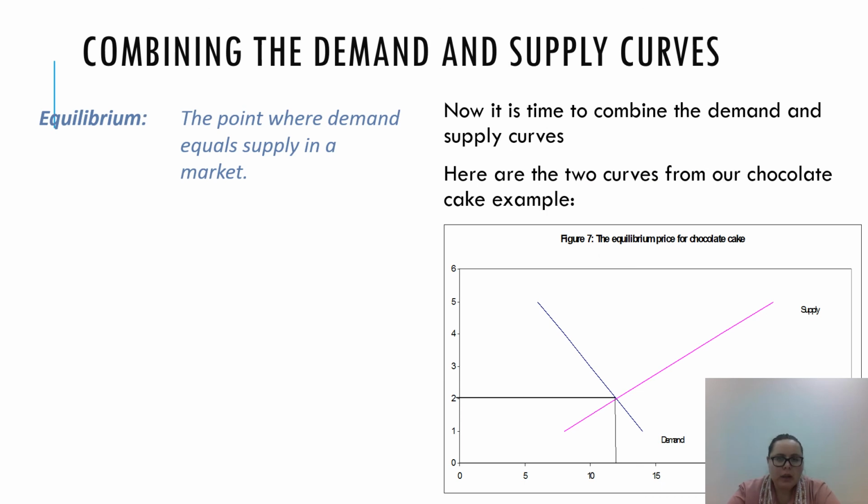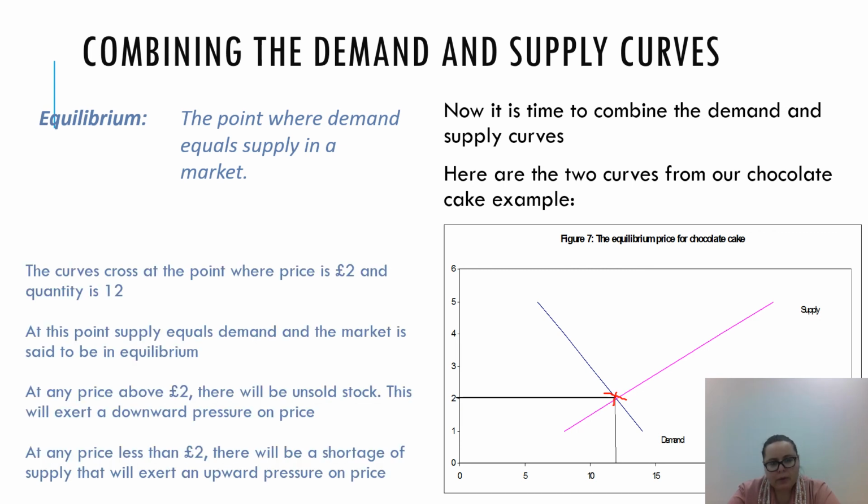Now, when we are combining the supply and demand curves, we're talking about equilibrium. Basically, the point where the demand and supply meet is going to be called equilibrium on the market. The curves will cross at the price of £2 and at the quantity of 12. At this point, supply and demand on the market are said to be in equilibrium. It's equal between the demand and supply.